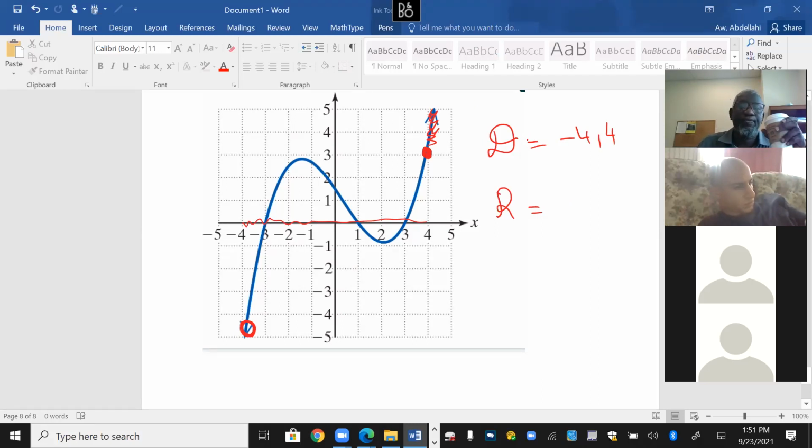What do I put before -4, a bracket or a parenthesis? You put a parenthesis on the left side and a bracket on the right side. Thank you very much. Everybody see that? The parenthesis comes from the open circle and the bracket comes from the closed circle, right? Okay. What is the range?